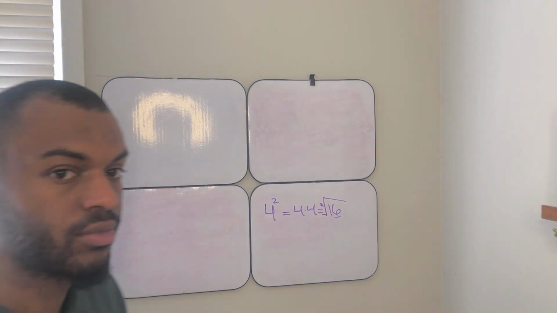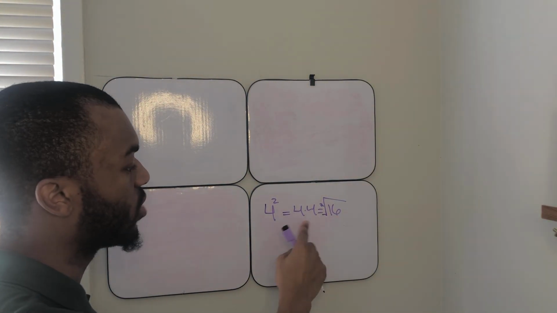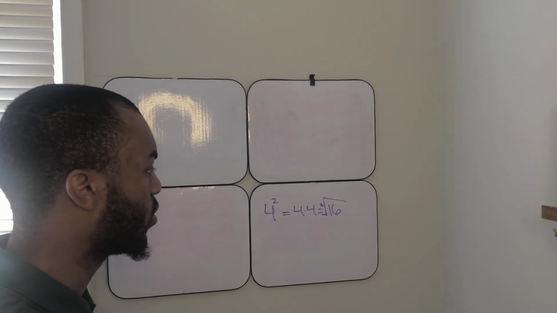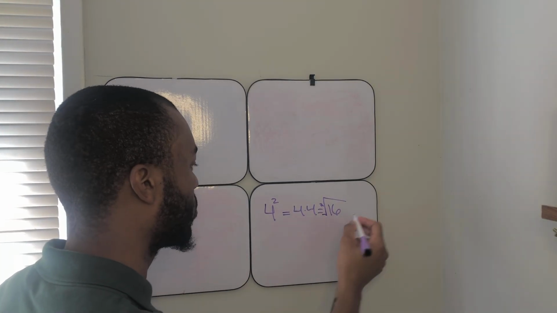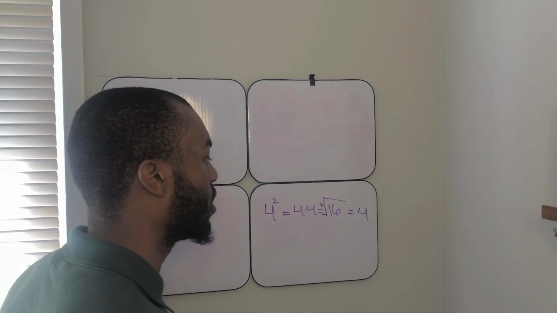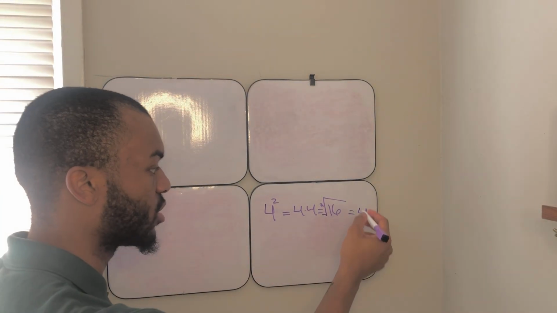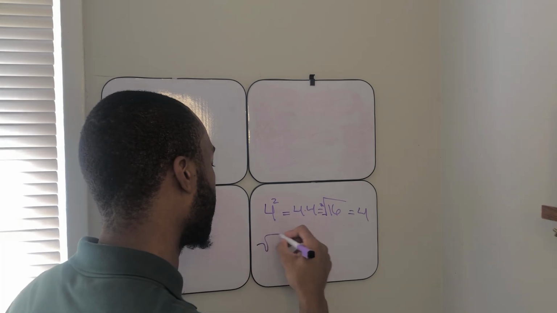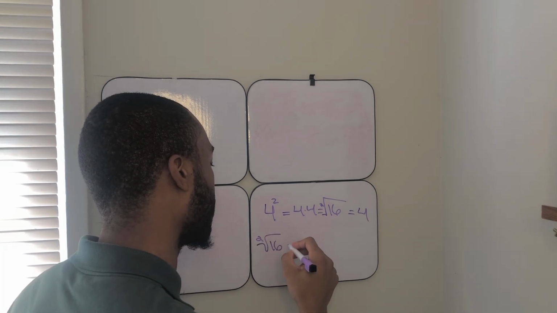of 16. The square root of 16 is whatever number you multiply by itself to equal 16, and that's 4. So the square root of 16 is 4. It's not 4 times 4, it's just 4 by itself. Basically, finding the square root is just the reverse of making the square.